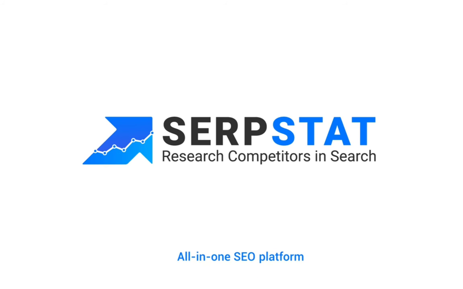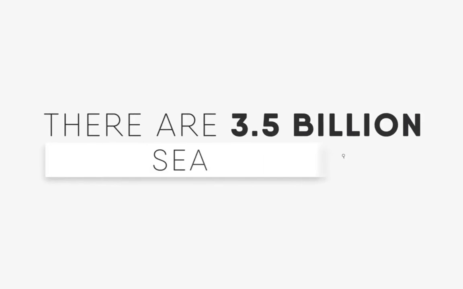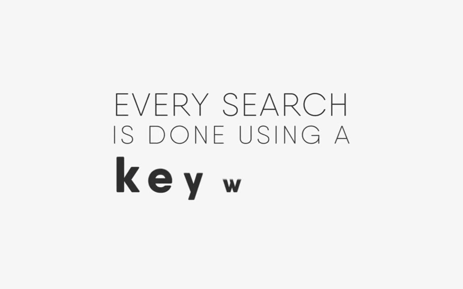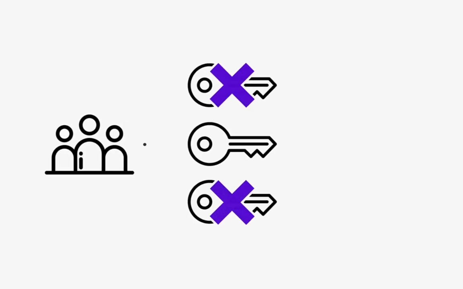Serpstat, all-in-one SEO platform. There are 3.5 billion searches made on Google every single day. Every search is done using a keyword. Do you do business online? Then you'd probably want to know what keywords can bring the relevant audience to your website.